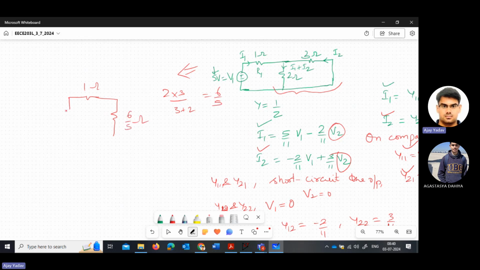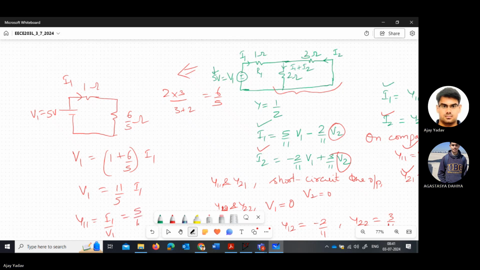And you have a voltage source of 5 volt here, right? So this is your I1, and this is your, sorry, V1. Okay. If you want to calculate V1, it is 1 plus 6 by 5 into I1. So V1 by I1 is 11 by 5. And what is your Y11? It is I1 by V1. So that is 5 by 11.